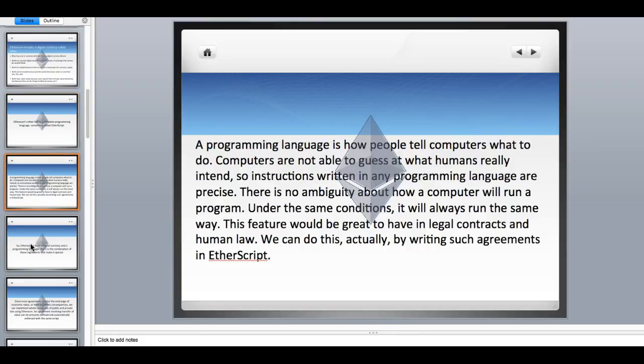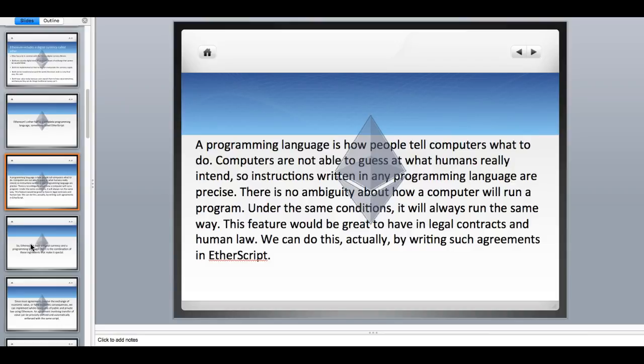A programming language is how people tell computers what to do. Computers are not able to guess what humans really intend, so instructions written in a programming language are precise. There is no ambiguity about how a computer will run a program. Under the same conditions, it will always run the same way. This feature would be great to have in legal contracts and human law. We can do this by writing such agreements in EtherScript. So this is why this thing is powerful, all right?